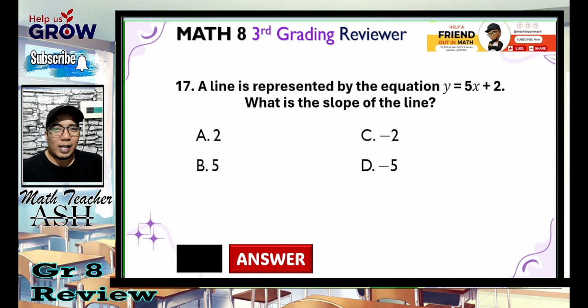A line is represented by the equation y is equal to 5x plus 2. What is the slope of the line? Is it A, 2, B, 5, C, negative 2, or D, negative 5? I'll give you 5 seconds to think about your answer.